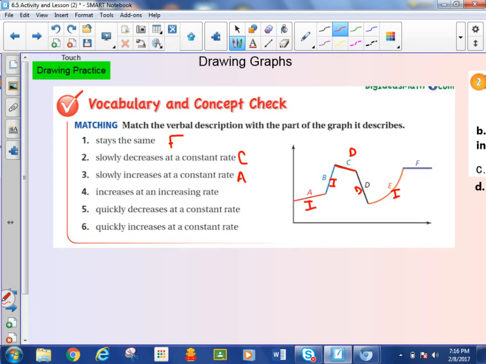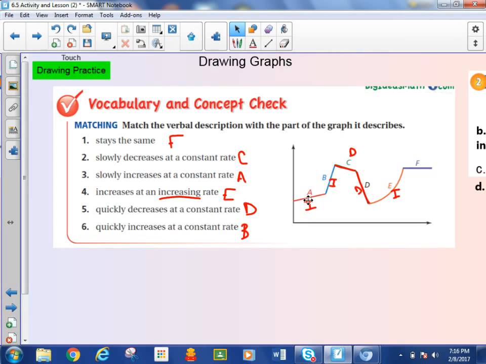Increases at an increasing rate. So we're left with B and E. So when it says increases at an increasing rate, that's not going to be a constant or a straight line. It's going to be showing where it's getting faster over a period of time. So that would be letter E. Quickly decreases at a constant rate. That's our quick decrease would be letter D there. And quickly increases at a constant rate would be letter B.